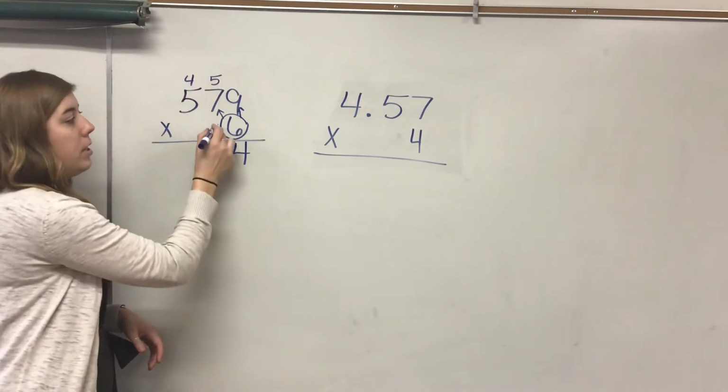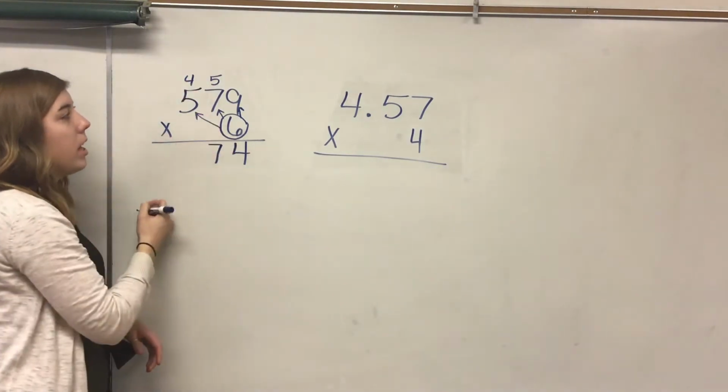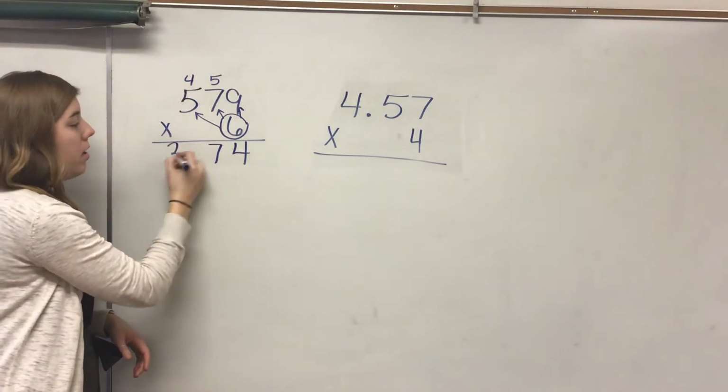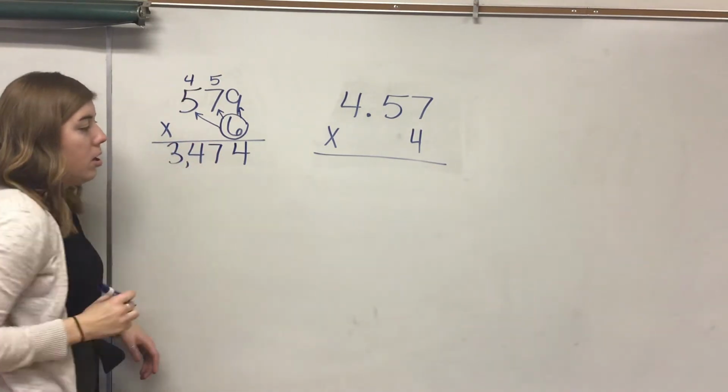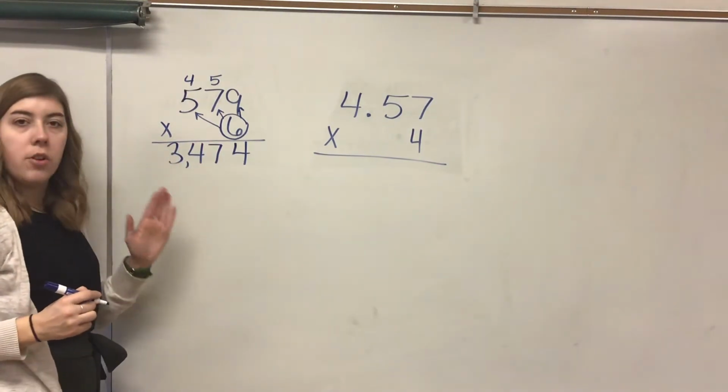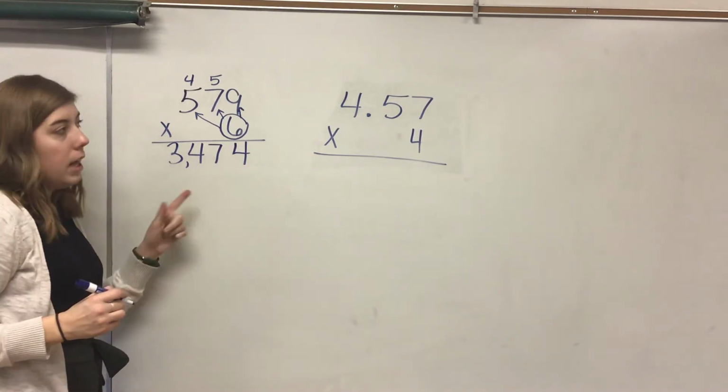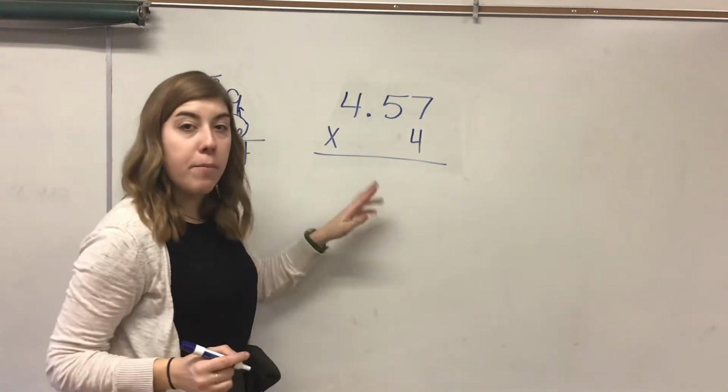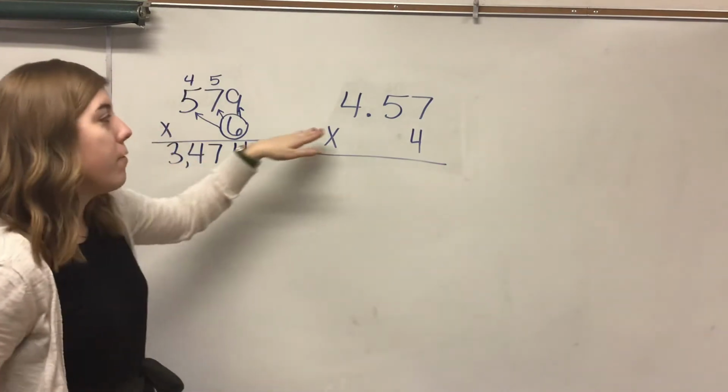And again with the hundreds place. 6 times 5, 30, plus 4, 34. So that makes my answer 3,474.